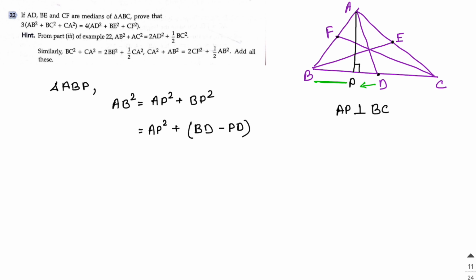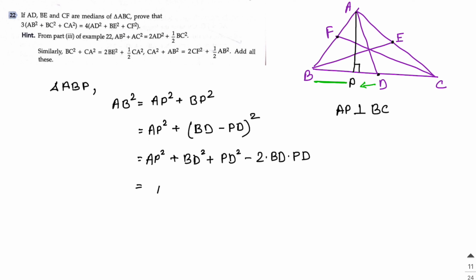Okay, I hope you understand. So now here you can write down AP square. Here BD minus PD, here you can apply the formula A minus B whole square. So that is A square, then B square minus 2 into A and B. Okay, 2 into BD and PD.